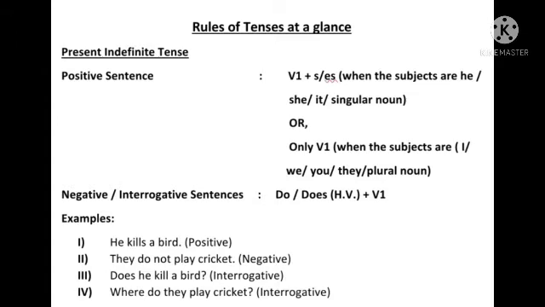Let's see the examples. He kills a bird. Subject is he, and the sentence is positive, so we have used here S with the first form of the main verb kill, and it has become kills.